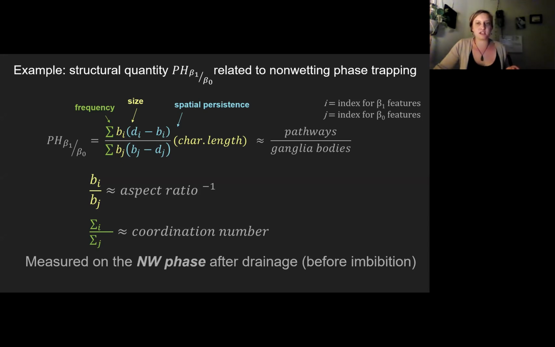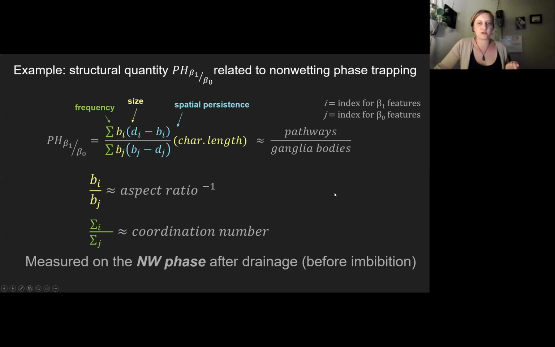And an example of this approach is a structural measure that we defined that we called the persistent homology based aspect ratio. In this case, we were looking at non-wetting phase trapping during drainage and imbibition cycles. So we did a series of drainage and imbibition experiments. We were looking at how the structure of the non-wetting phase would be related to subsequent capillary trapping. So we measured all of these features of the non-wetting phase after the drainage process. So we measured the size and the persistence of every Betti 1 feature and the size and persistence of every Betti 0 feature. Then we took the ratio of those values, and that's our persistent homology based aspect ratio.